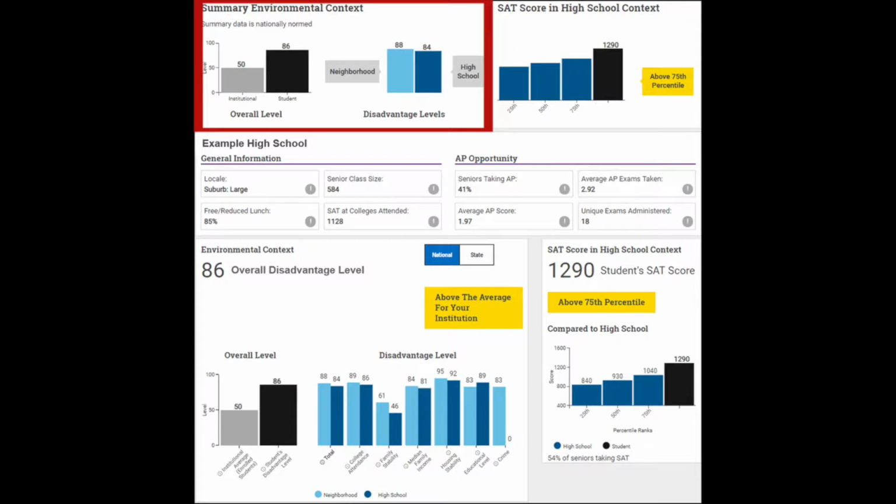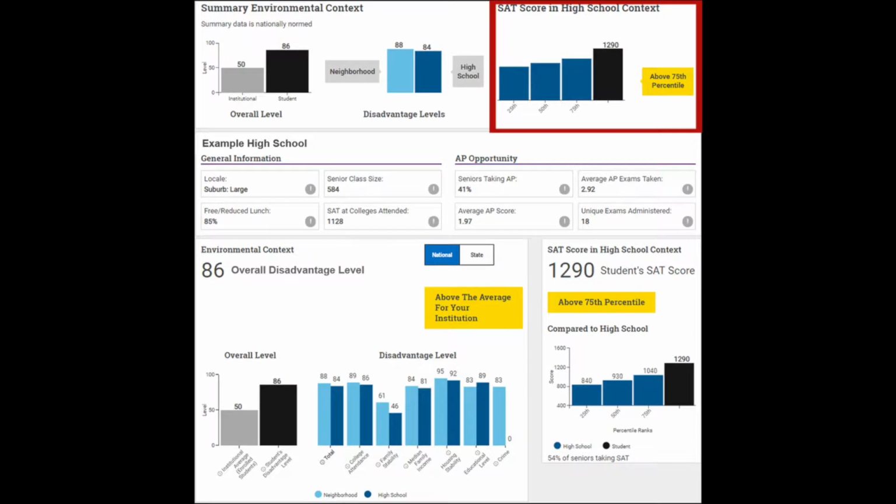So you can see the neighborhood disadvantage level is slightly higher than the disadvantage level for the folks at the school, which means you probably get some students coming from more affluent neighborhoods into the school, and driving that disadvantage level down. To the right of that, at the top, you see the SAT score in high school context, and that would be a part of the high school context vector. So to the left, you have environmental context, and then to the right, you have the high school context.